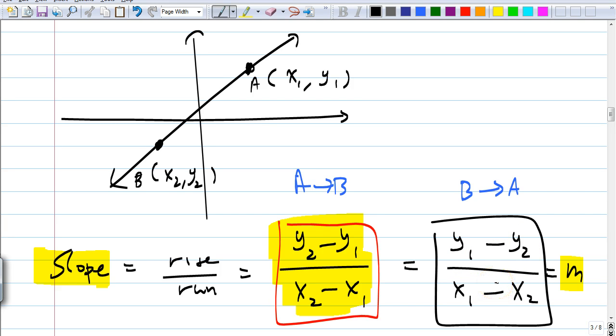Okay, but this is the one that we use the most. So let's do some examples. Any questions on this? We just went over this, right? Oh, still writing? Okay, I'll wait.